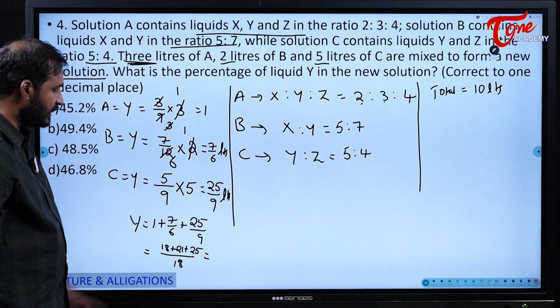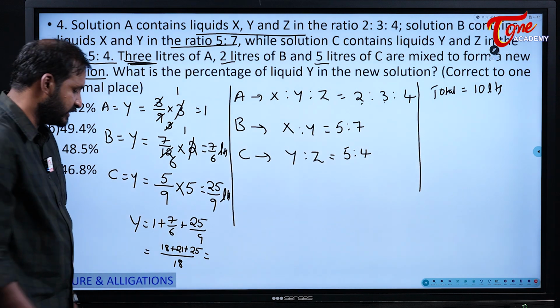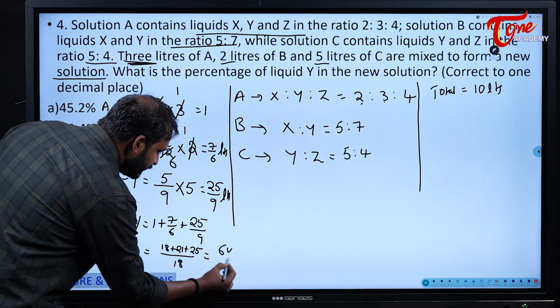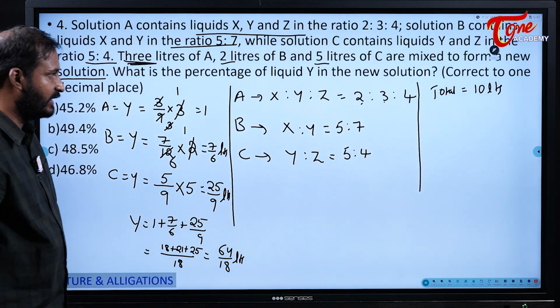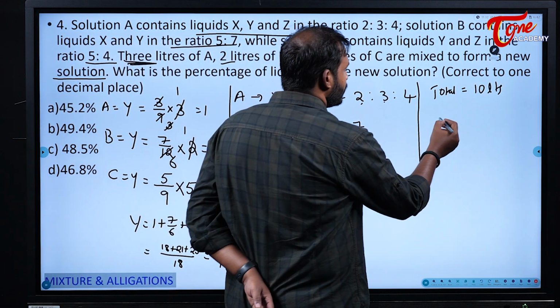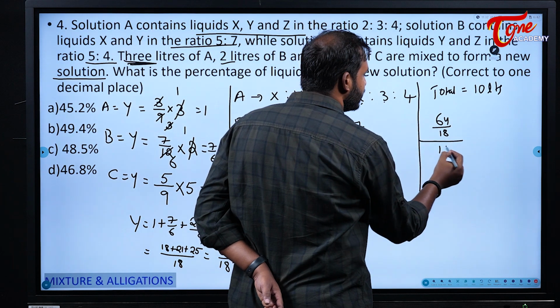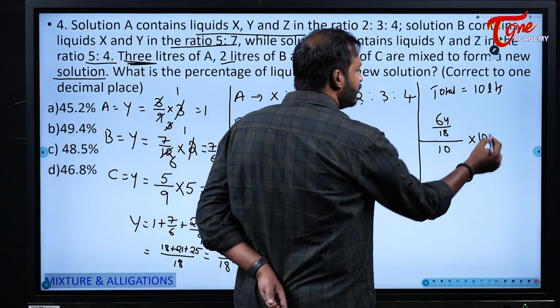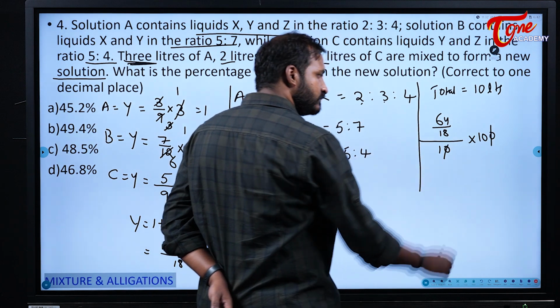So what you will get here: 18 plus 21 is 39, 39 plus 25 is 64, so 64 by 18 liters. So the quantity of Y is here 64 by 18 liters. So percentage: 64 by 18 whole by how many liters? 10 into 100. So now please observe here, the 0s get cancelled.